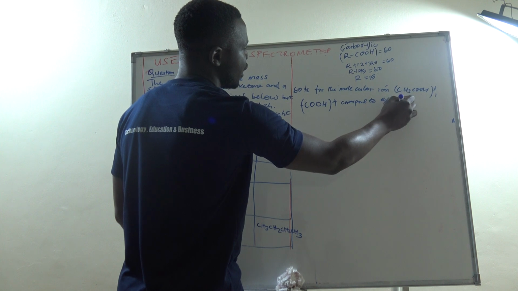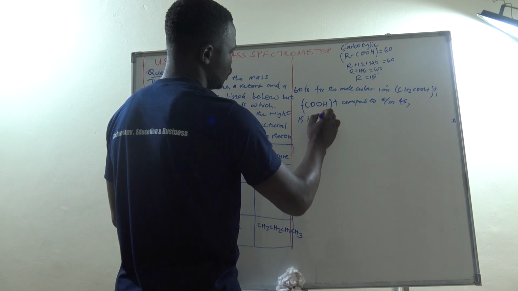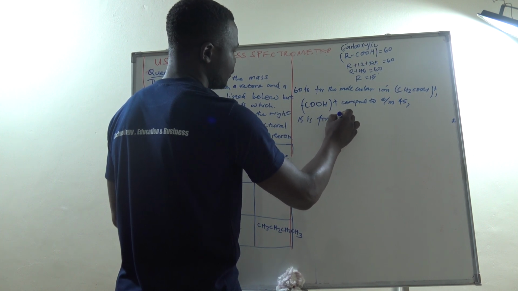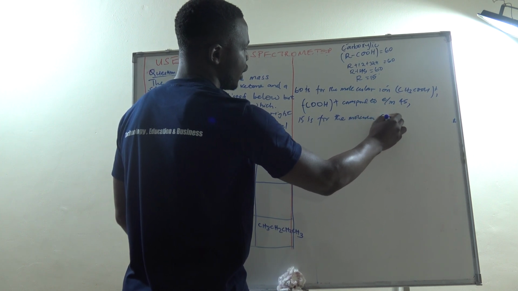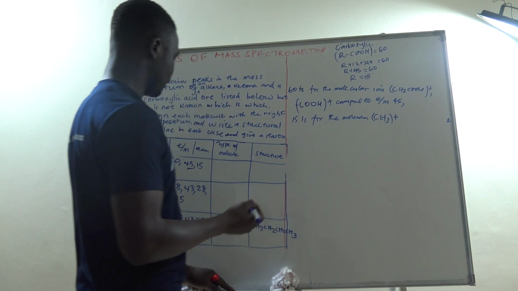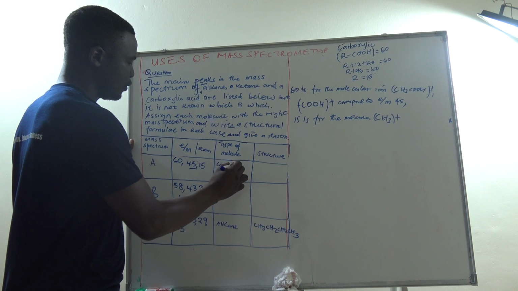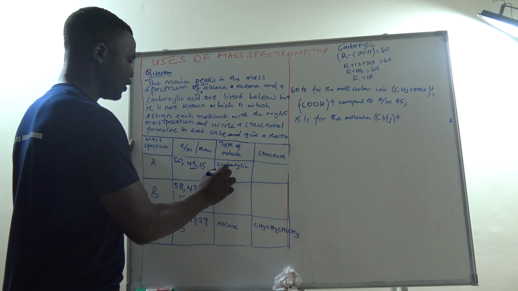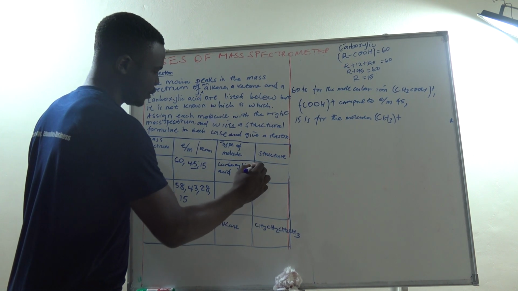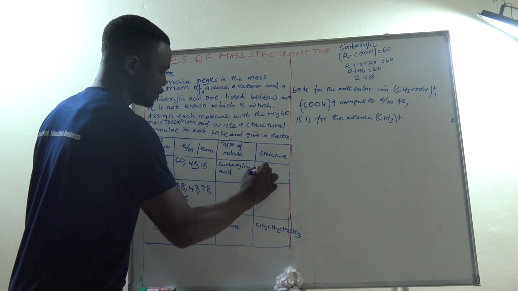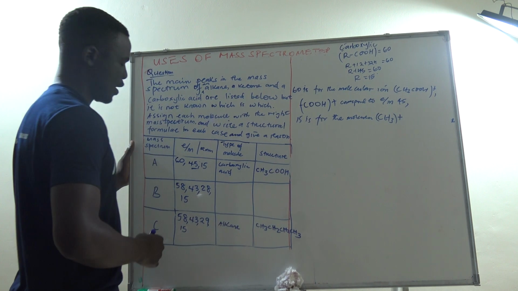So this corresponds to m/z 45, and then 15 is for the ion CH3. So here we are good to go that this is the carboxylic acid. Then its structure, we found out, is CH3COOH.